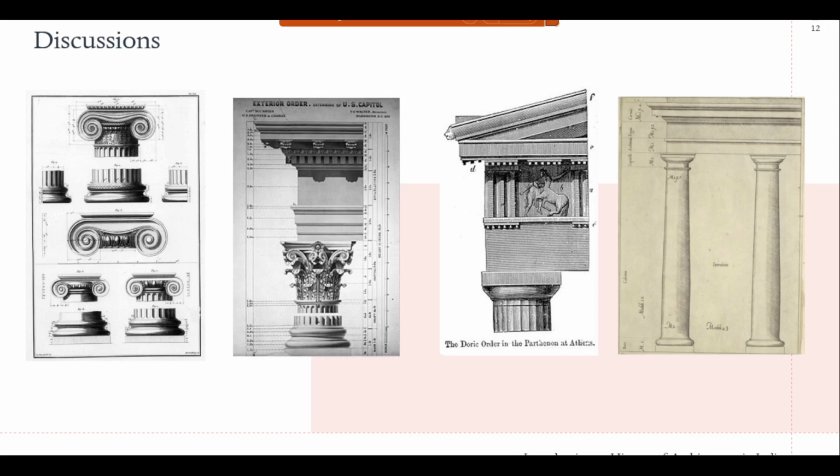Okay, so the first one is Ionic. How are you identifying that it is Ionic? So you're just identifying the pedestal and the top portion, right? Yes. So this is Ionic, Corinthian, Doric and Tuscan.